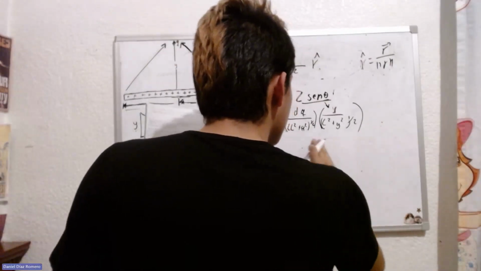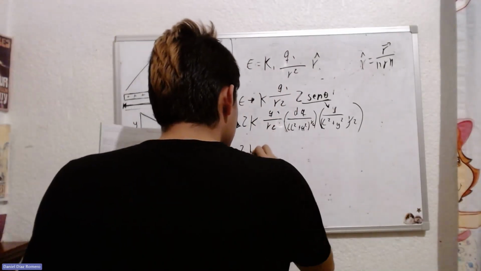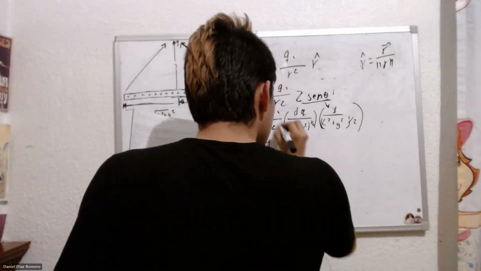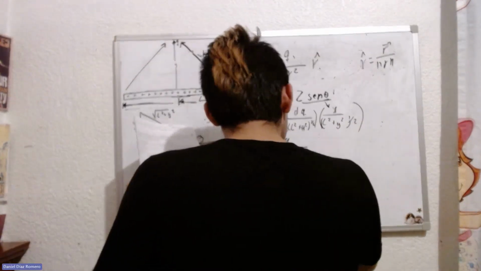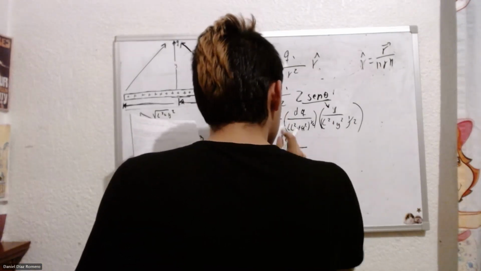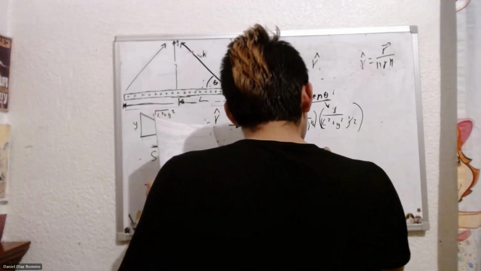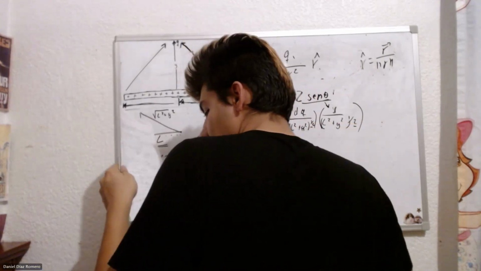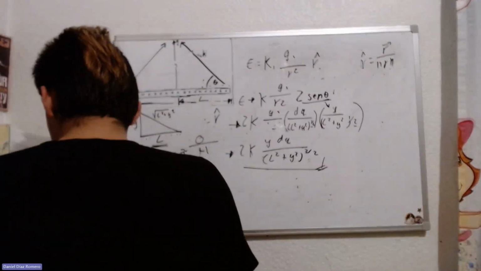So now we can multiply each term, and that would lead us to the equation over here, 2k y dq over L squared plus y squared to 1.5, because of the terms that are right here. So now we have this main function and we can't reduce it anymore.